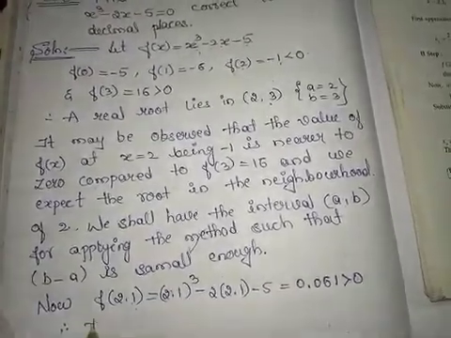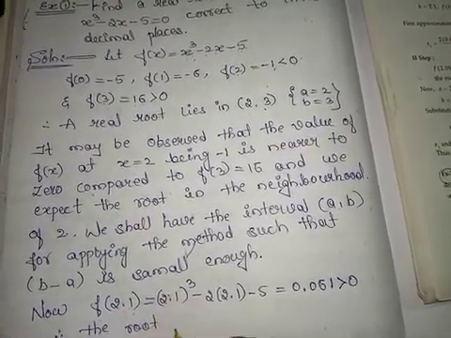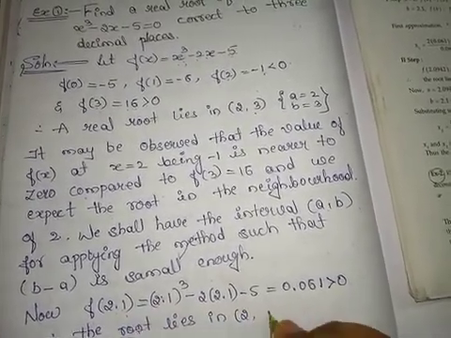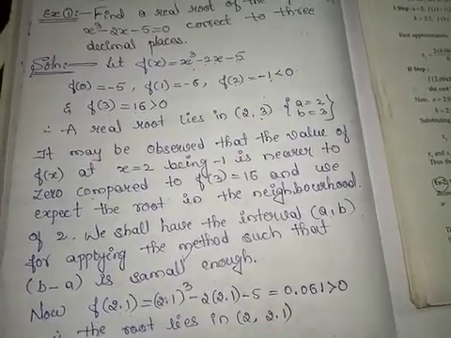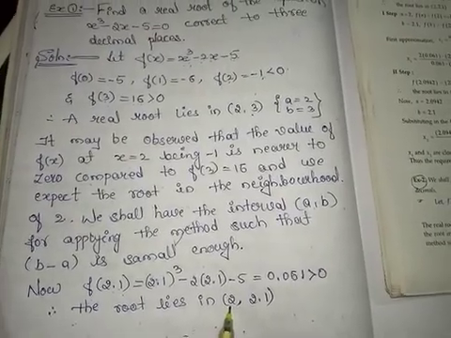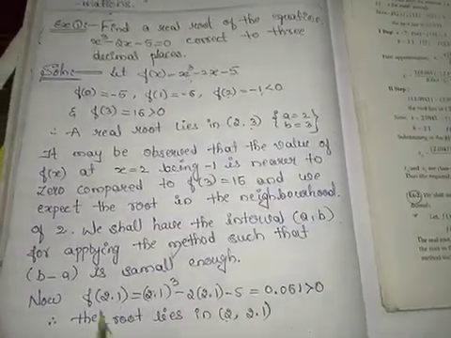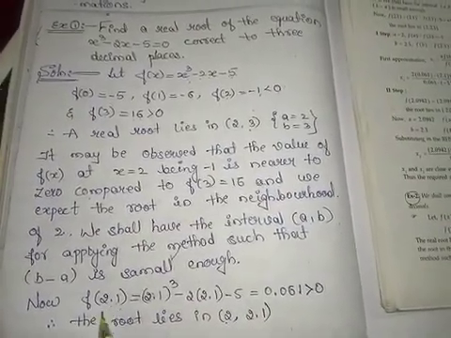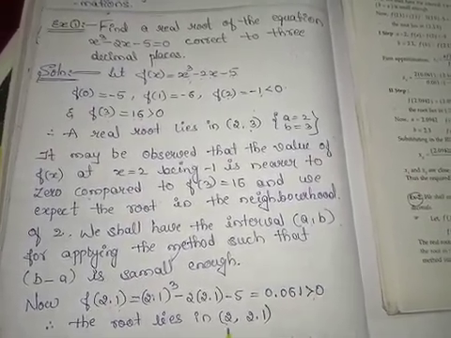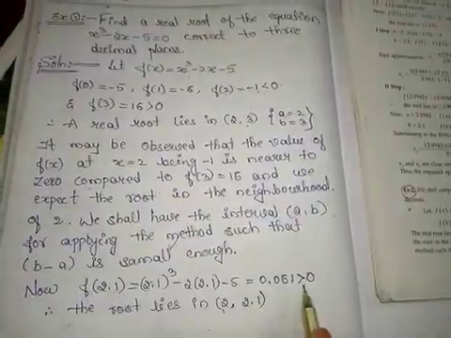Therefore the root lies in 2, 2.1. See, when x is 2, f of x is negative, which is less than 0, and when x is equal to 2.1, we get f of x as a positive value, which is greater than 0. See here, f of a is less than 0, f of b is greater than 0.